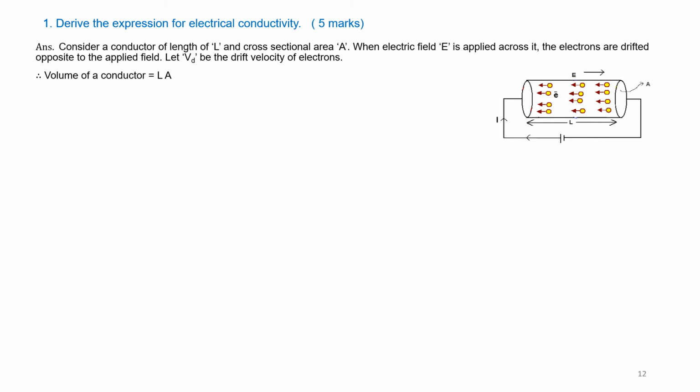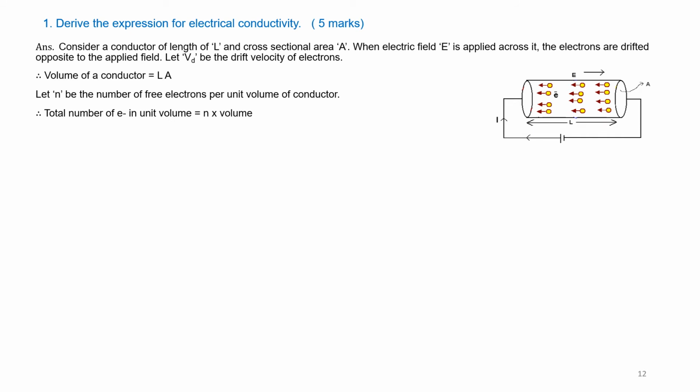When electric field E is applied, the electrons are drifted opposite to the applied field. Hence, let Vd be the drift velocity of the electrons. Consider a conductor of length L and cross-sectional area A. Let N be the number of free electrons per unit volume of the conductor.